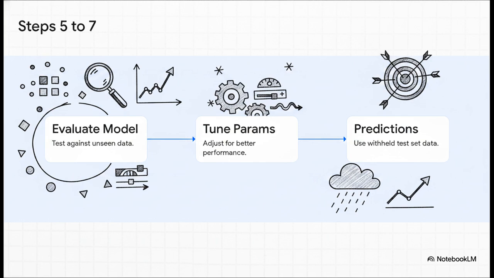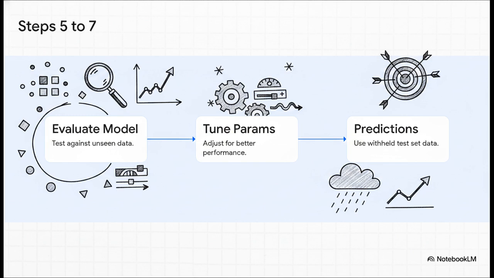This is where we test it against a subset of data it has completely never seen before, just to measure its objective performance. Step 6 is hyperparameter tuning. And this is fascinating because our sources explicitly describe this step not just as a strict hard science, but really as an art form. This is where you tweak high-level properties like the learning rate or the overall complexity of the model just to squeeze out that little bit of extra performance.